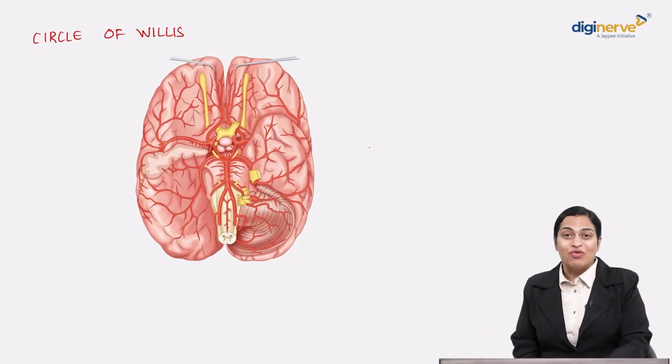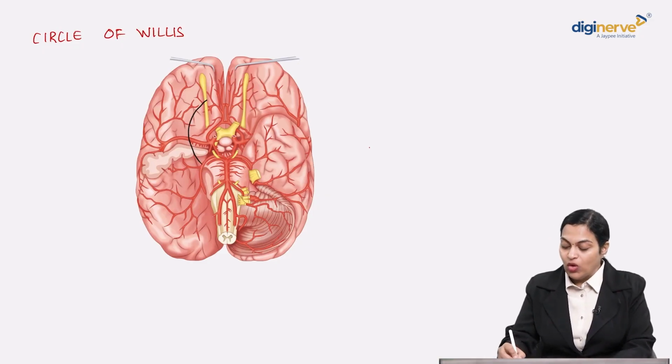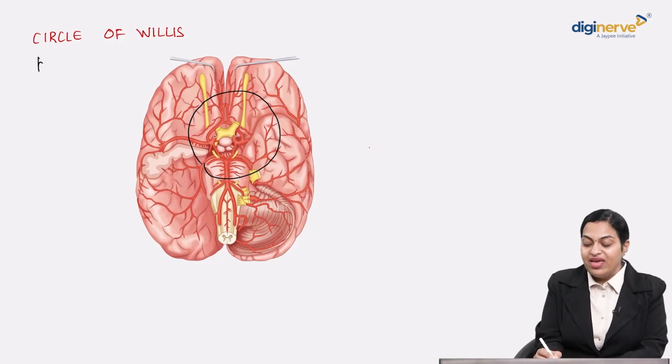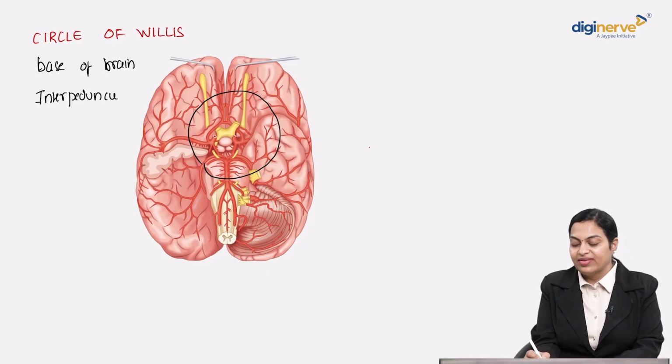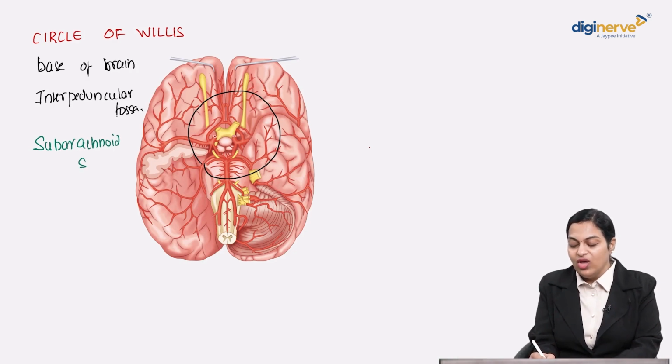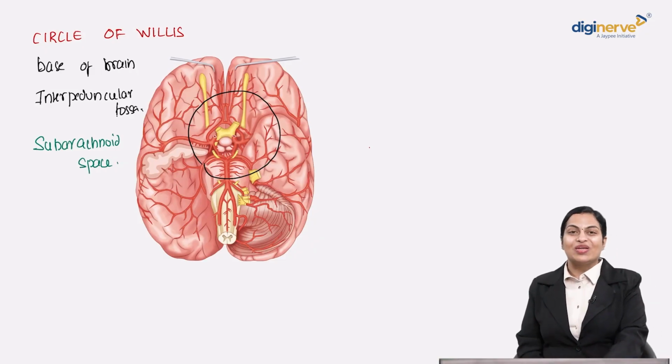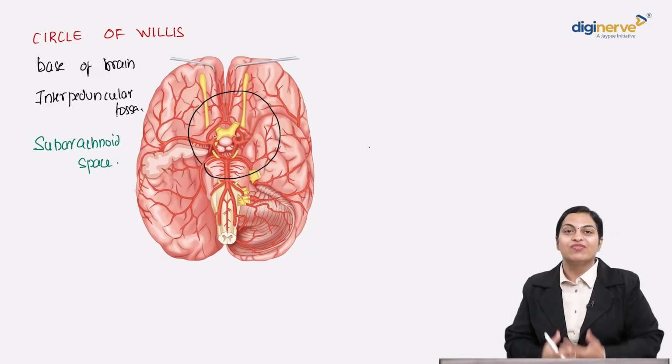So the question was about saccular aneurysm, berry aneurysm, right? And I told you it involves the circle of Willis. Where is this circle of Willis? Over here in the base of the brain, right? In the interpeduncular fossa. And in the subarachnoid space of the interpeduncular fossa called the interpeduncular cistern, where you get to see all these branches.